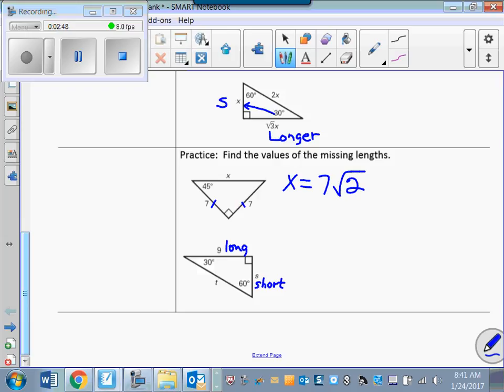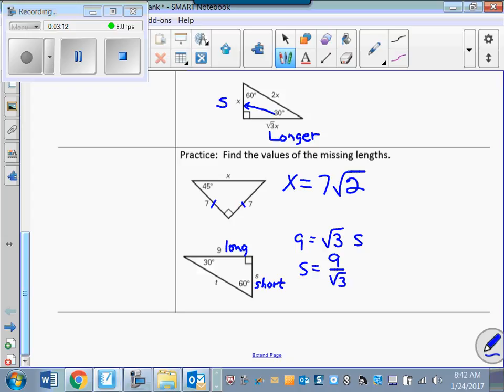So what do I have here? I have S. Okay, so S is the short side. If I know that the long side, so 9, is the square root of 3 times the shorter side, right? Isn't that what I know? So if I want to find what S is, I have to divide 9 by the square root of 3.